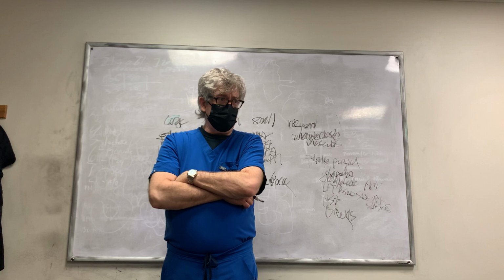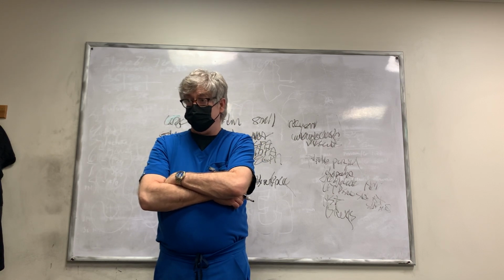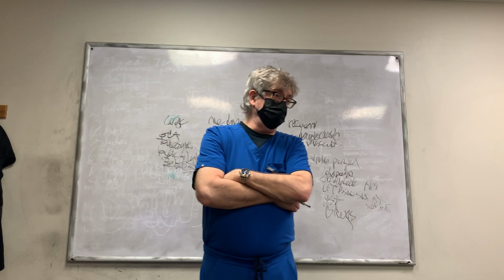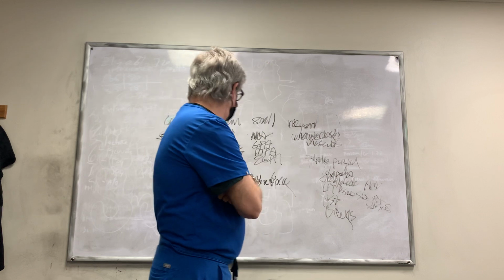Takayasu's you see in younger people. It's an inflammatory vasculitis also, but you see it in younger people. It can involve the subclavian, it can involve the renal artery, it can involve the aorta or its branches also.